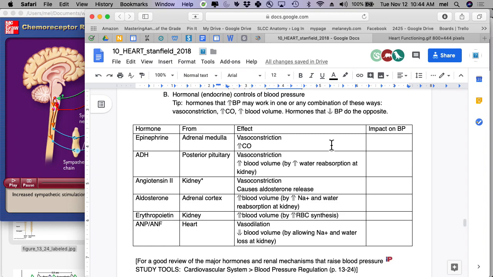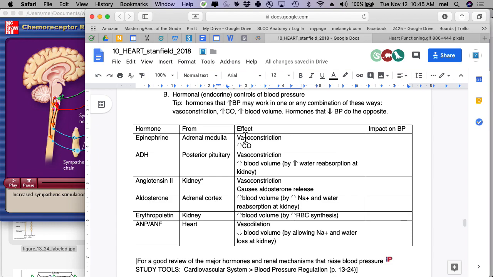So if a hormone causes increased blood volume by water retention at the kidney, what could it do to the heart that would be consistent? Increase or decrease heart rate? Increase. If it causes water retention and increases heart rate, what could it do to the vessels that would be consistent? Constriction, because we're talking systemically. If you dilated, you would just undo what you did.